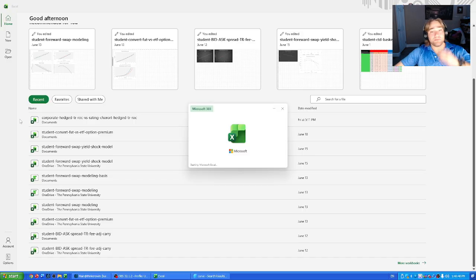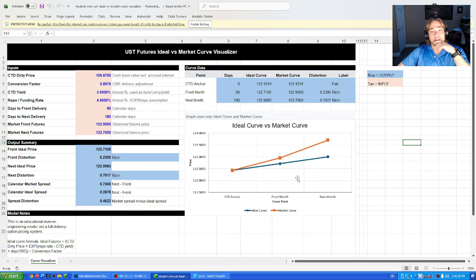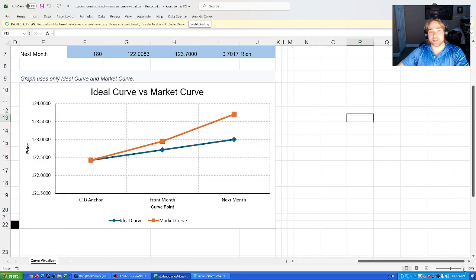And I'll pull up this Excel file. What this shows you, and this is for bonds, but the concept I want to show is when you compare the contract, this is the image that matters. This one's for a cheapest to deliver situation on bonds.